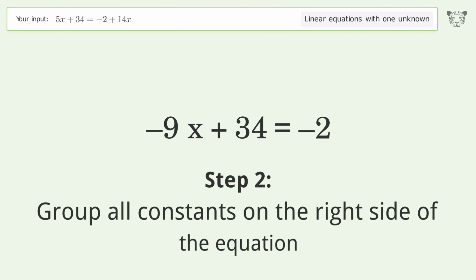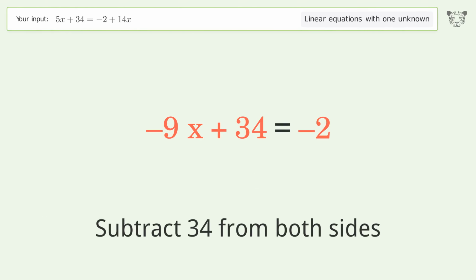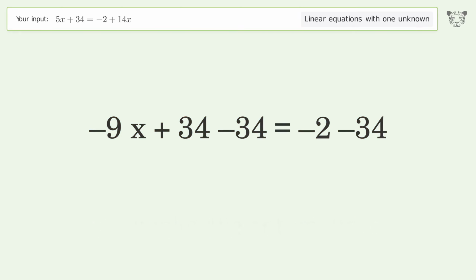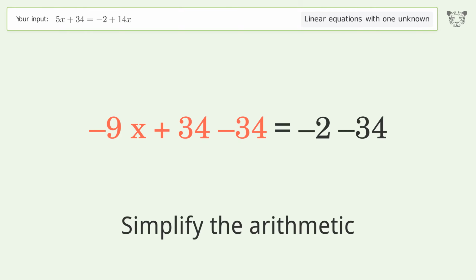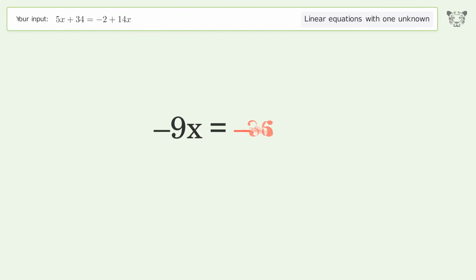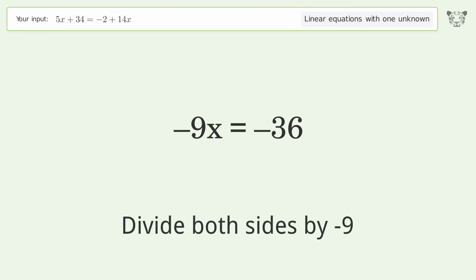Group all constants on the right side of the equation. Subtract 34 from both sides. Simplify the arithmetic. Isolate the x. Divide both sides by -9.